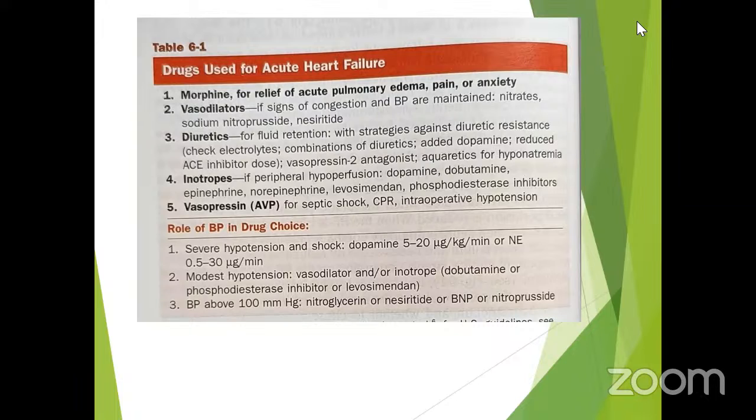Role of BP and drug choice in severe hypotension: as I told you, dopamine in higher doses, 5 to 20 micrograms per kg per minute. But now norepinephrine is the choice of most physicians, where it acts only on alpha 1, alpha 2, and beta 1. Dopamine in higher doses acts on alpha 1, especially for BP and hypotension, whereas in moderate doses, it acts on the heart as well as kidneys, where we normally use it in patients with congestive cardiac failure and cardiogenic shock. For modest hypotension, any vasodilator like sodium nitroprusside or phosphodiesterase inhibitors or dobutamine.